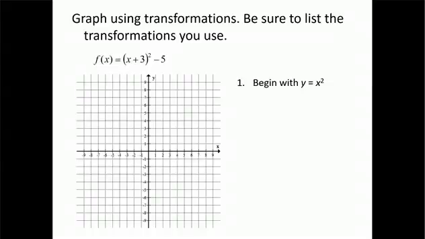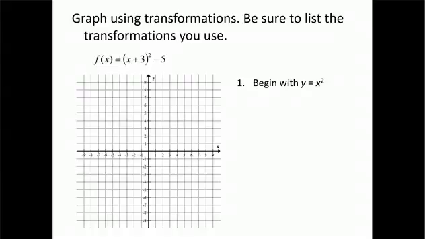We know that we're going to start with y is equal to x squared. Then we want to identify the transformations that we're going to use. If we compare our f of x function to y is equal to x squared, we notice 2 differences. We're adding 3 directly to the x, and we're subtracting 5 outside of everything.